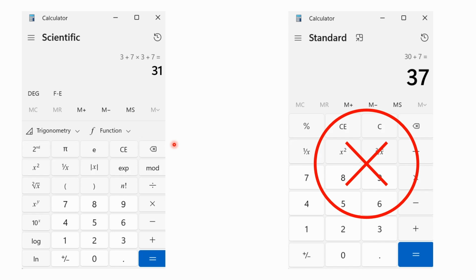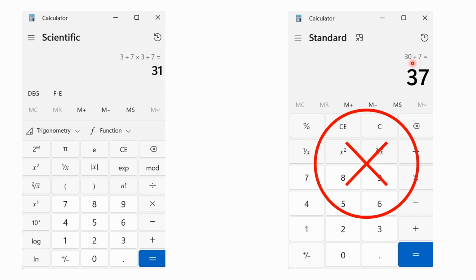If you're using a cell phone calculator or a scientific calculator, this is coming from a Windows computer. It's the same application, the Windows calculator application. The only difference is, in this case, it's in scientific mode. In this case, it's in standard mode. In scientific mode, this works in what's known as expression mode. You can type the entire expression, 3 plus 7 times 3 plus 7, hit the equal sign, and you get the correct answer of 31.